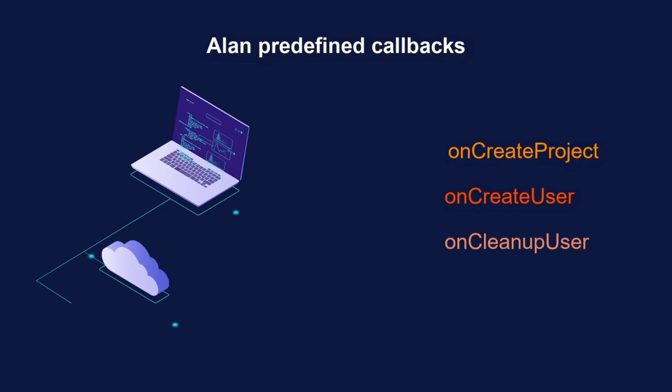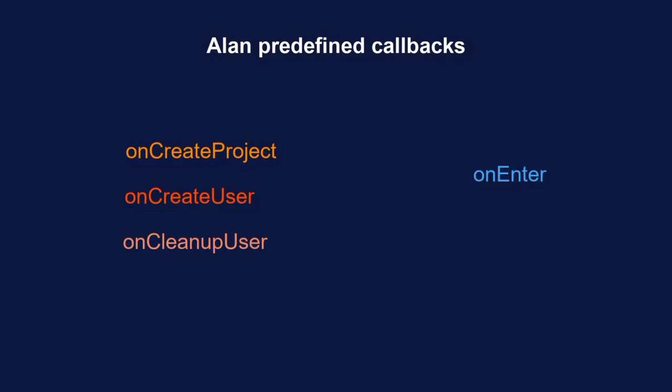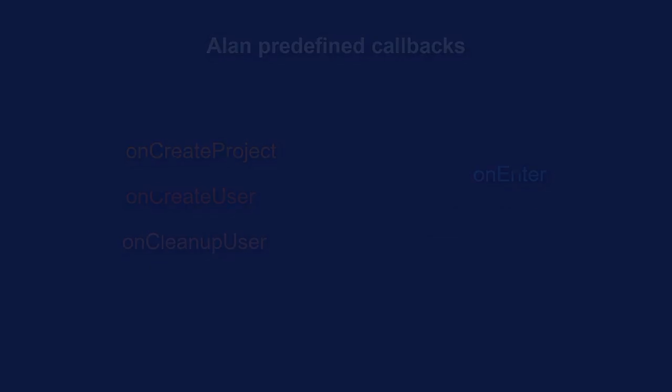In addition to these lifetime callbacks, you can also use 2 special callbacks. onEnter is invoked when a context is activated. Here, you can do things that need to be done when a new branch of dialogue is created. And onVisualState is invoked when the visual state is sent from the client app. We'll talk more about the visual state later in this course.